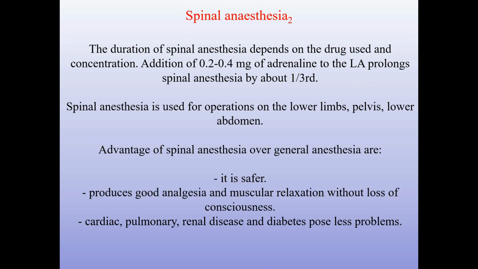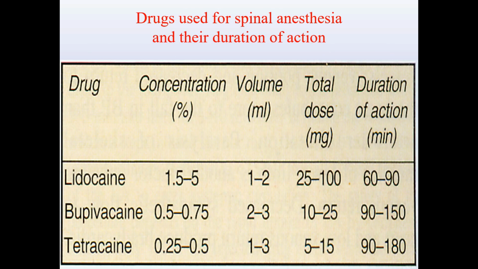The duration of spinal anesthesia depends on the drug used and concentration. Addition of 0.2-0.4 mg of adrenaline to the local anesthetic prolongs spinal anesthesia by about 1/3. Spinal anesthesia is used for operations on the lower limbs, pelvis, lower abdomen. Advantages of spinal anesthesia over general anesthesia are: it is safer, produces good analgesia and muscular relaxation without loss of consciousness, and cardiac, pulmonary, renal disease and diabetes pose less problems.